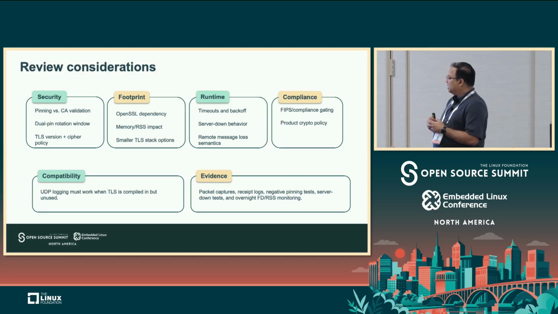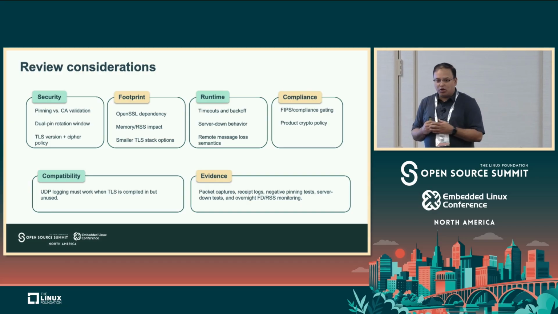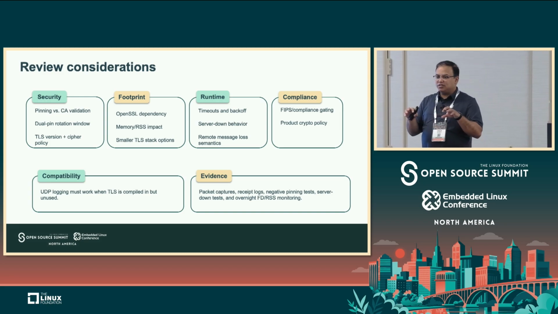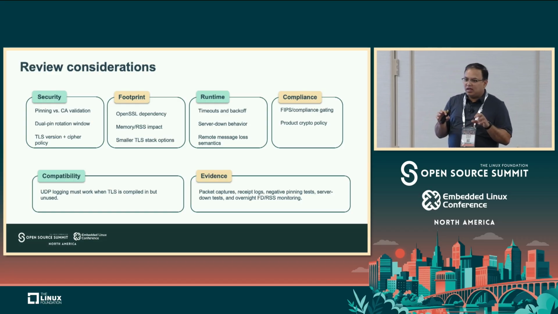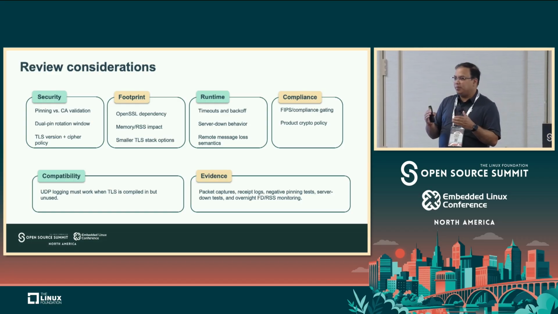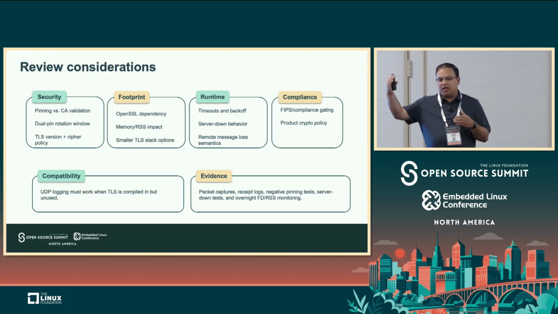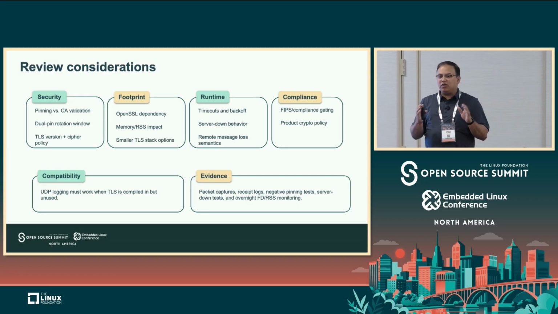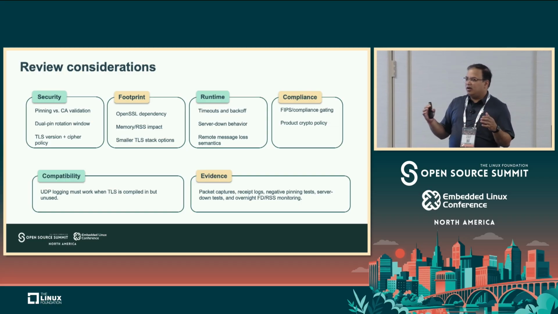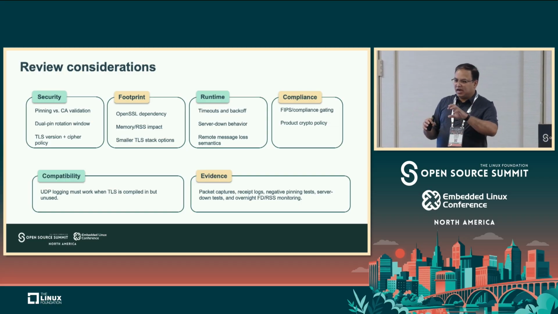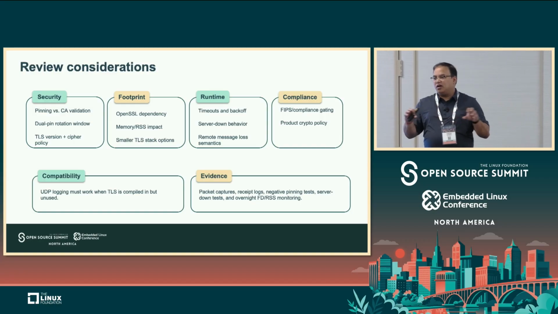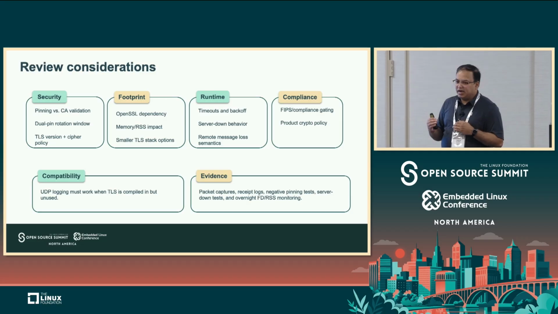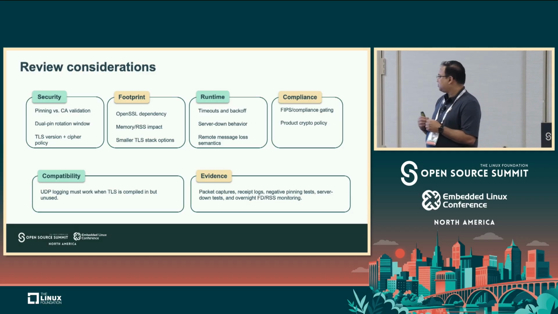Then we thought about the TLS versions which we supported, as well as the cipher policies. On the footprint side, we ensured that whatever dependencies we have in the current system, we can live with those dependencies. We are not increasing the footprint by a larger value. We ensured that there is no impact on the memory and the RSS after enabling these features, and we have taken overnight runs to ensure that there is no resource overhead during this entire implementation.